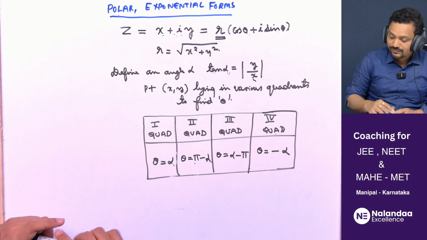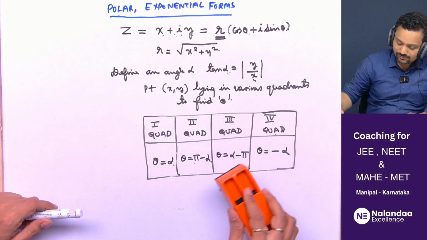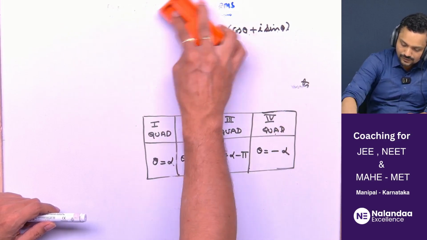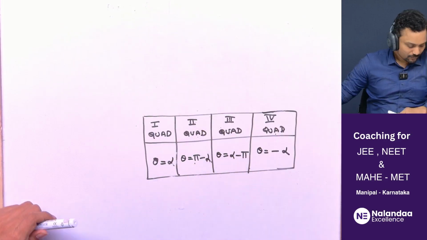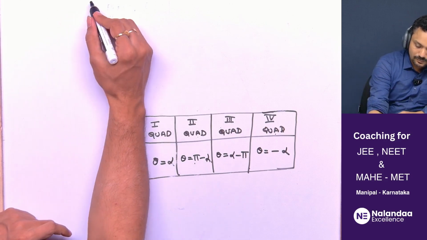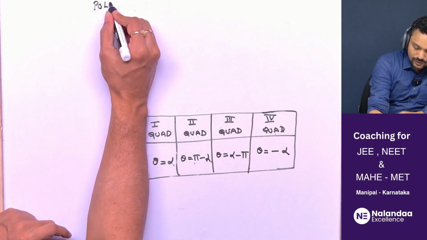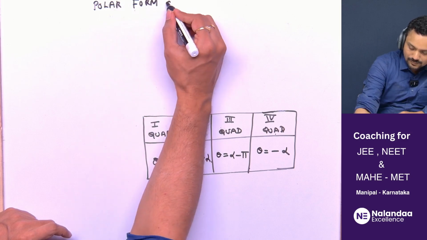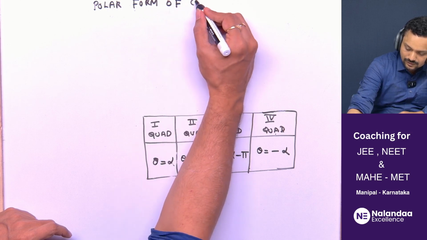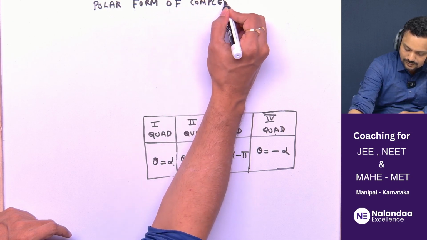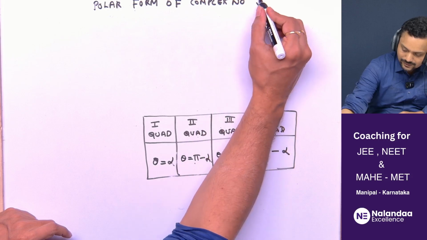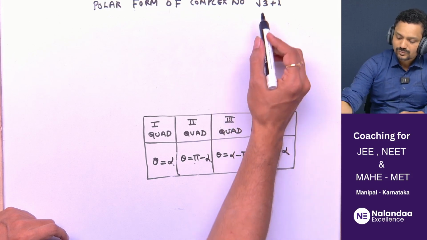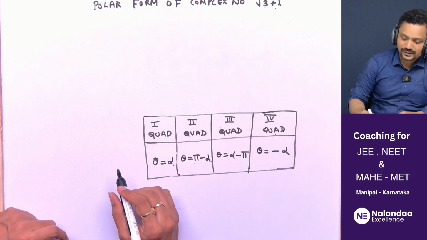Now I will take just one example, students. I'll just keep this table intact. Now let us say I want to find the polar form of one complex number. For example, I want to write the polar form of the complex number root 3 plus i. Let us say I'll take one simple example. I just want to write the polar form of root 3 plus i.